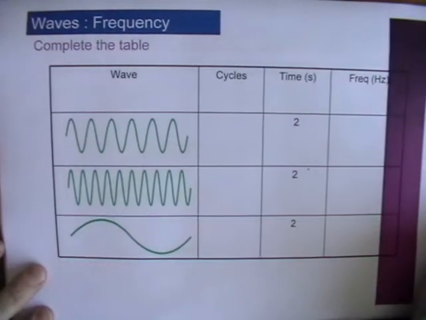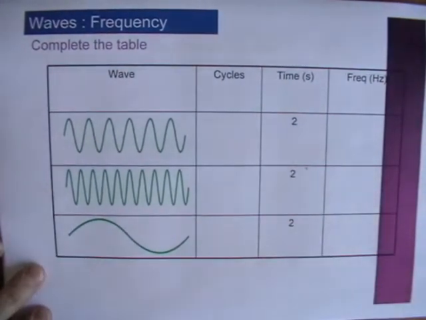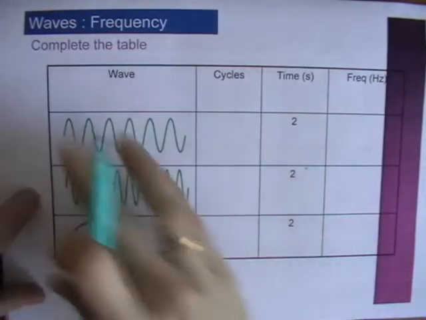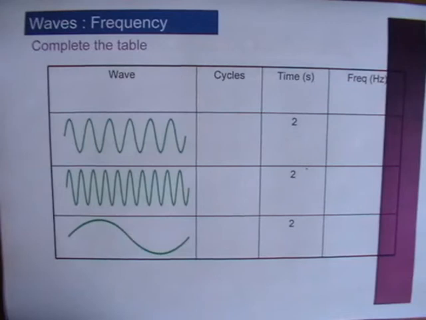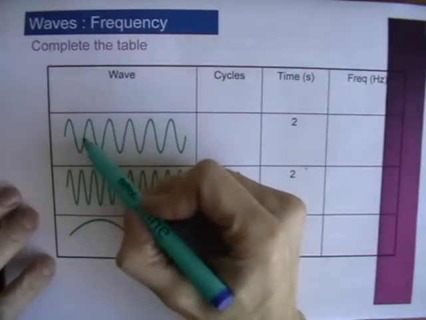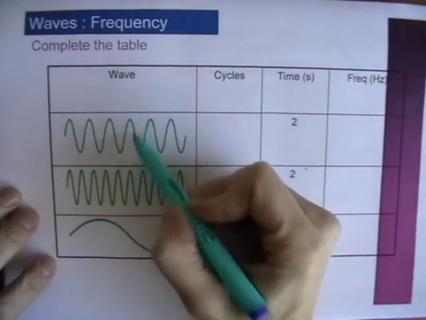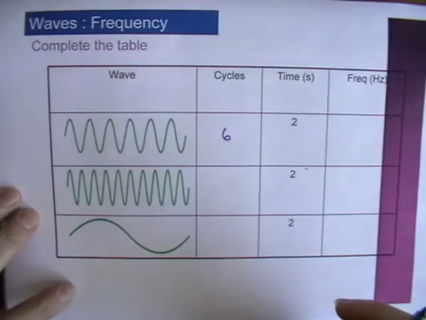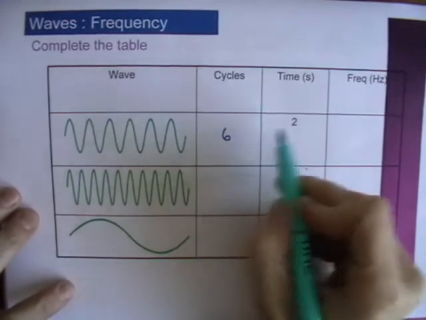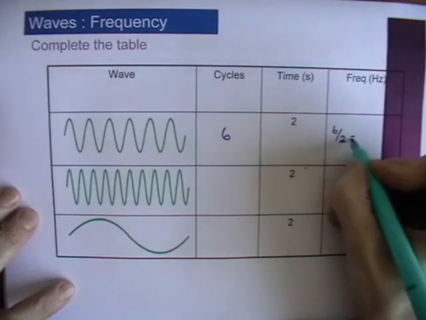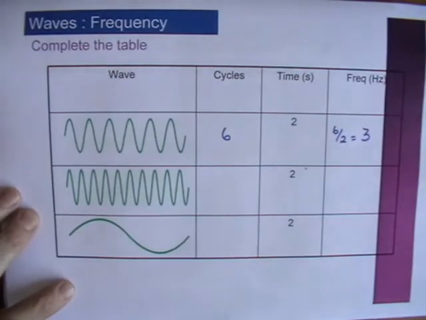Okay, so this is just a question to calculate a few frequencies. We're saying that the time interval is 2 seconds in each case. So to calculate the frequency, we need to know how many cycles we have in 1 second. So here we've got 1, 2, 3, 4, 5 and 6. So we have 6 cycles in 2 seconds. The frequency is how many there is in 1 second. So 6 divided by 2, which gives you 3 hertz is your answer there.